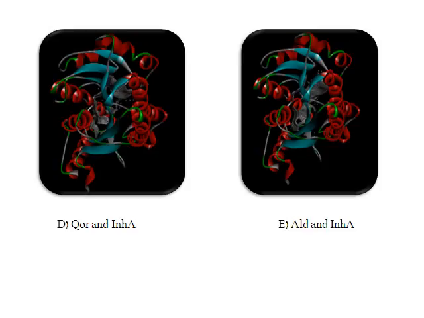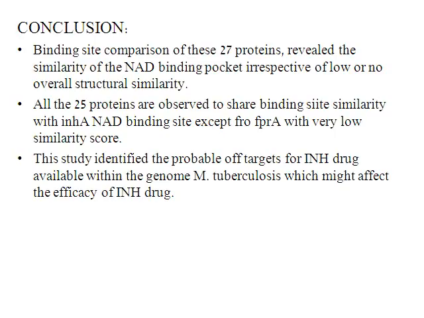Conclusion. From the binding site prediction, we have found that almost all 26 proteins have the same binding site as that of INHA except the FPRA protein. So this predicts that INHA has off-targets which might affect the efficacy of the INHA drug. So we need to improve the efficacy of the INHA drug with the help of the data collected from this.